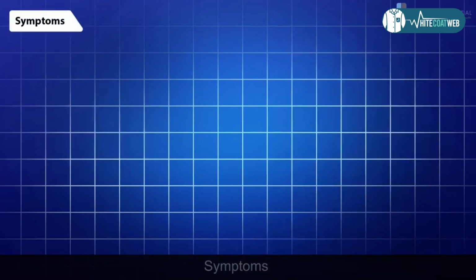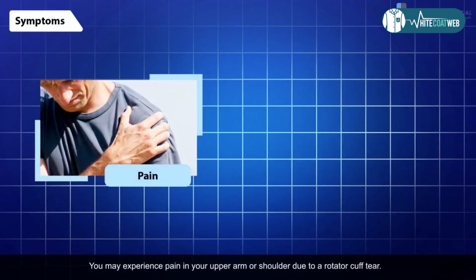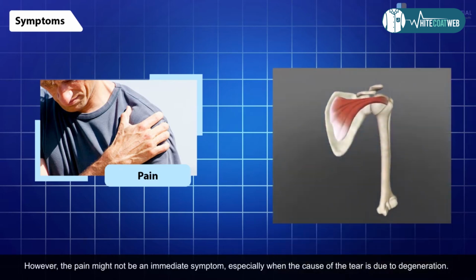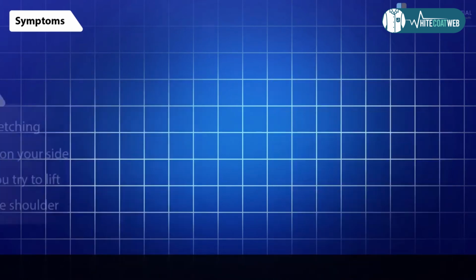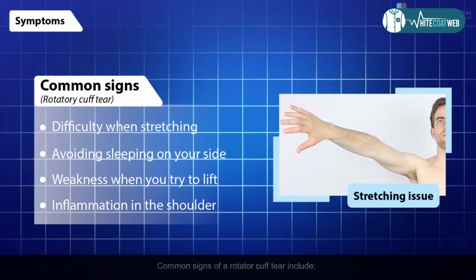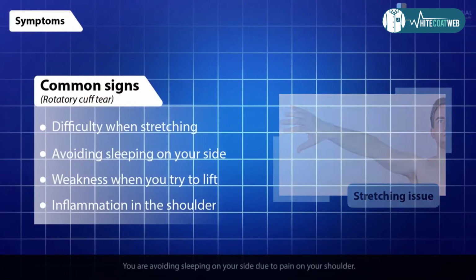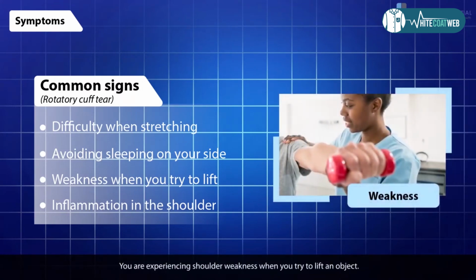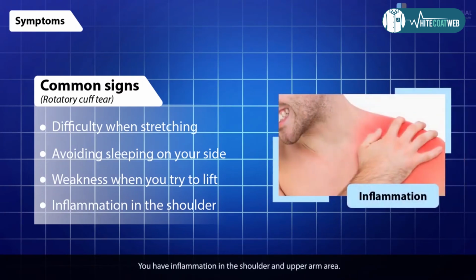Symptoms: you may experience pain in your upper arm or shoulder due to a rotator cuff tear. However, the pain might not be an immediate symptom, especially when the cause of the tear is degeneration. Common signs of a rotator cuff tear include difficulty when stretching your arm to full length, avoiding sleeping on your side due to pain in your shoulder, experiencing shoulder weakness when you try to lift an object, and inflammation in the shoulder and upper arm area.